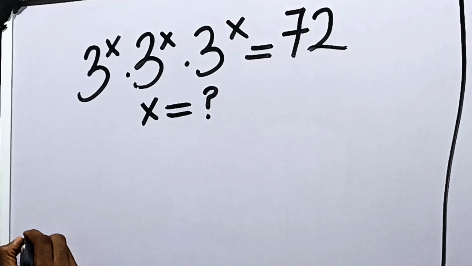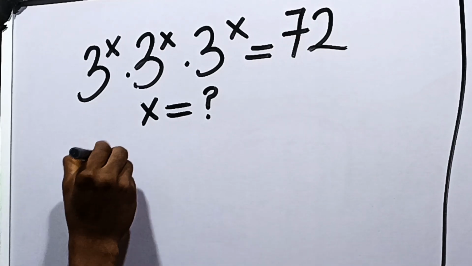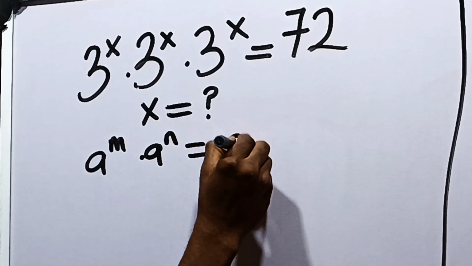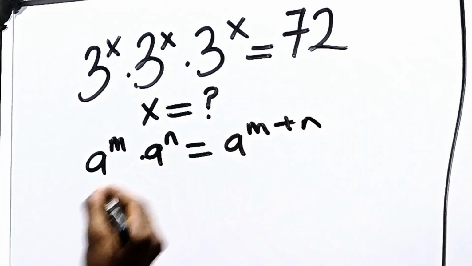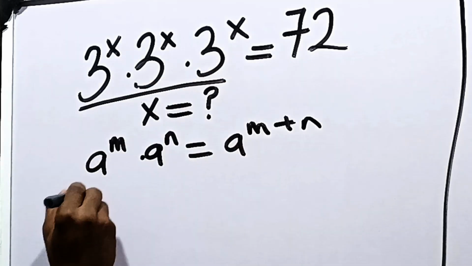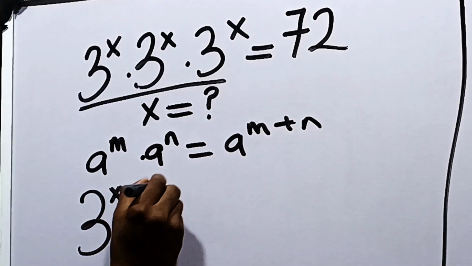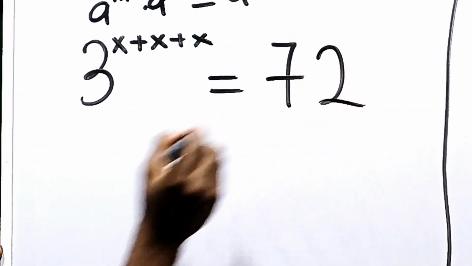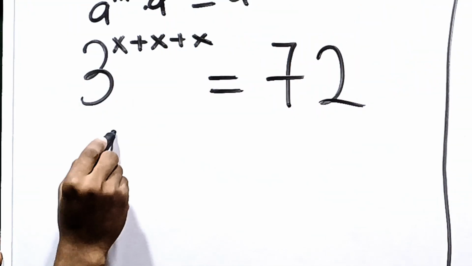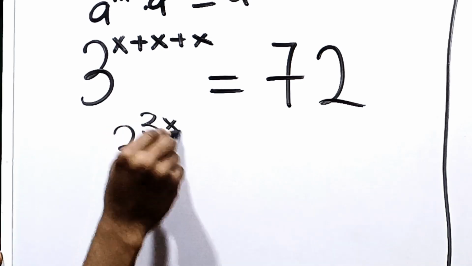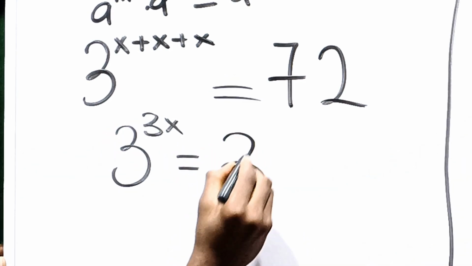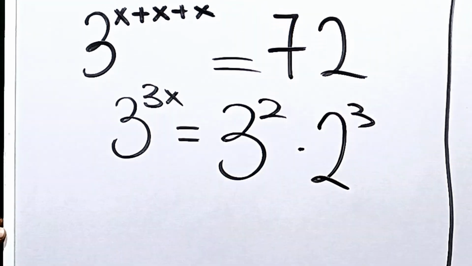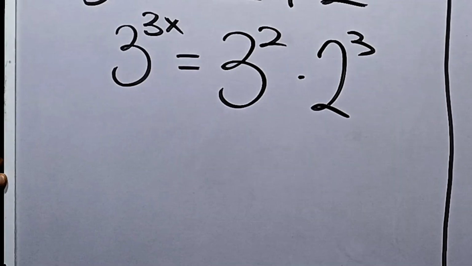Now, first things first, we can say that when we have a raised to power m multiplied by a raised to power n, it's equal to a raised to power m plus n, okay? Doing the same thing here, we're going to have 3 raised to power x plus x plus x to be equal to 72. Okay? Now x plus x plus x is 3x, so we have 3 raised to power 3x to be equal to 3 squared times 2 raised to power 3. Okay? This is 72. Now, moving on from here, we can say let's say the logarithm of both sides.